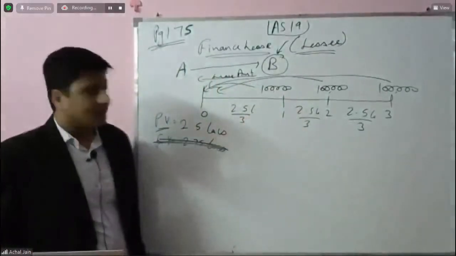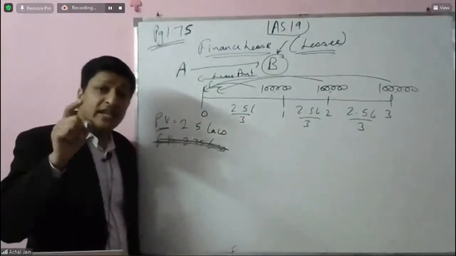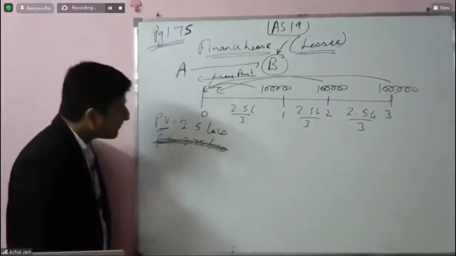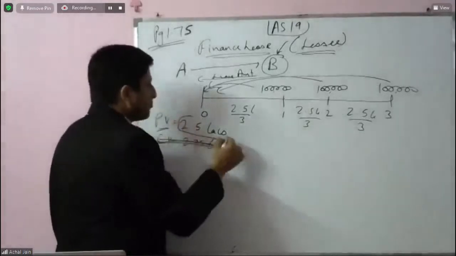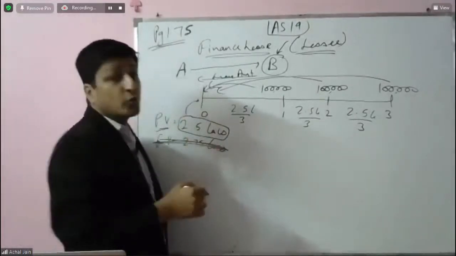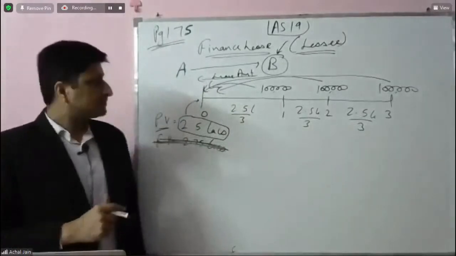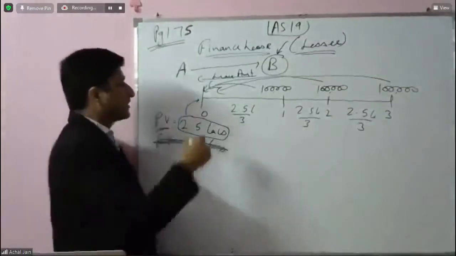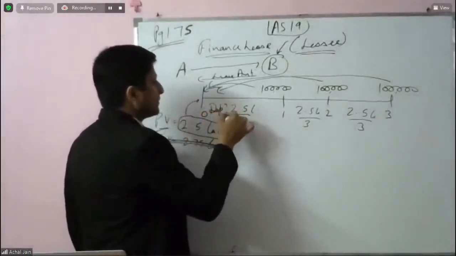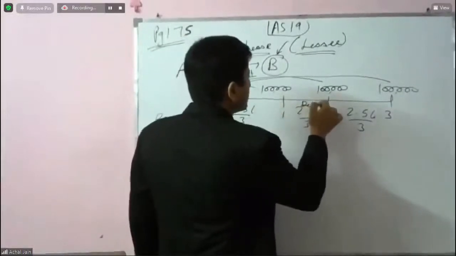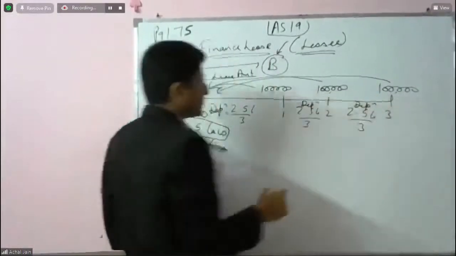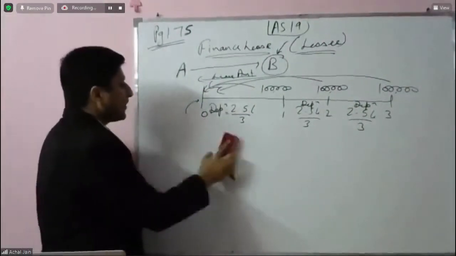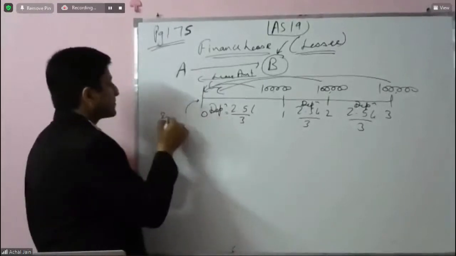But the problem is with the liability. Let's try to understand the problem. Today, on day 0, B has recorded a liability of 2.5 lakhs. Correct? So this was the depreciation. This is again the depreciation. This is again the depreciation. And I am talking about B only now. So today B has recorded 2.5 lakhs as a liability in its books.